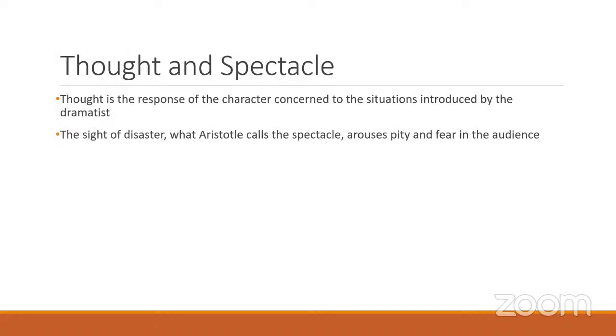Then we have thought and spectacle. Thought is the response of the character concerned to the situations introduced by the dramatist. So the dramatist will introduce a situation, and thought is the character's response. Through thought, the character responds to a particular situation which is introduced by the dramatist. The character may approve or disapprove of something, right? It can be used to disapprove something.